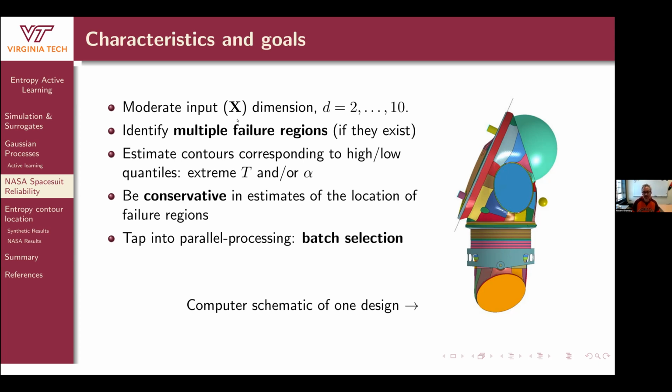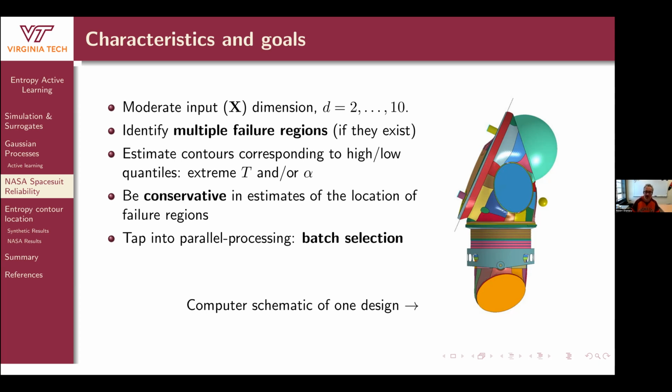And they've figured out that as a function of these inputs, there are multiple regions in the input space. So in the space in 10 dimensions, say, of this X, there are multiple different disjoint areas where failures can occur. And they're interested in estimating the contours in this input space that correspond to high and low quantiles of extreme thresholds or probabilities of failures. That's the whole idea of the experiment, is to make these failure regions as small as possible, to make it very unlikely that the spacesuit will fail.